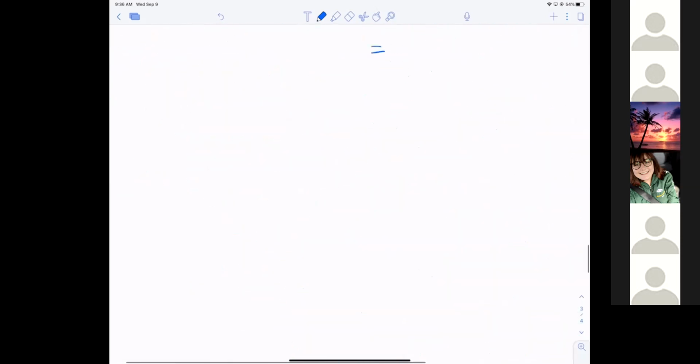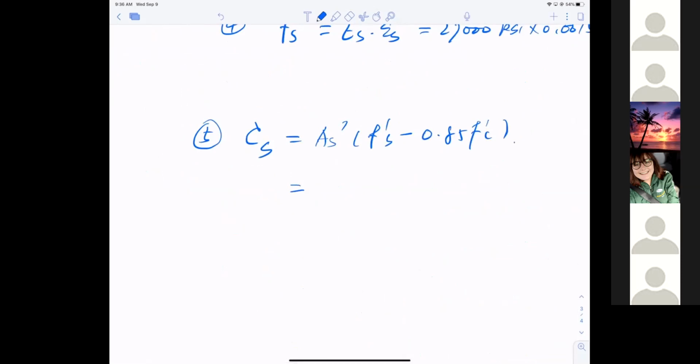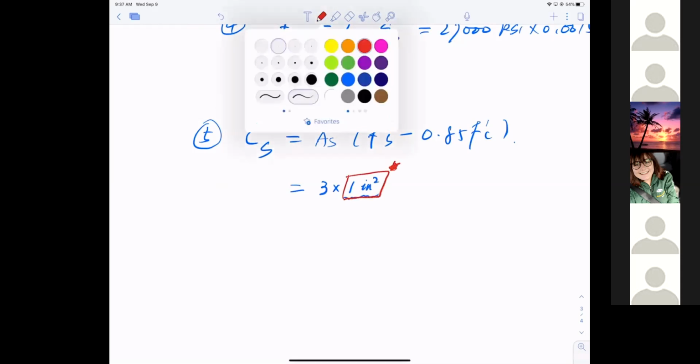So how many bars do I have again, Adam? 3. So what's the area? Number 9, so I have what? What's the area for a number 9 bar? 1 inch squared. Remember this, gotta remember this. So it's 1 inch squared for number 9 bars, always. All right, good deal.